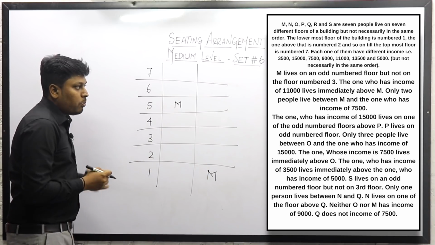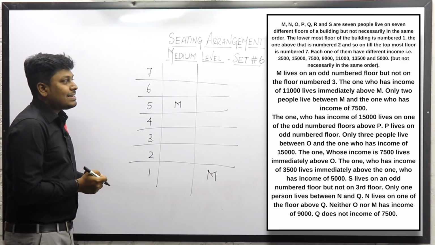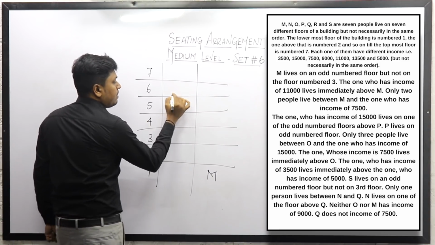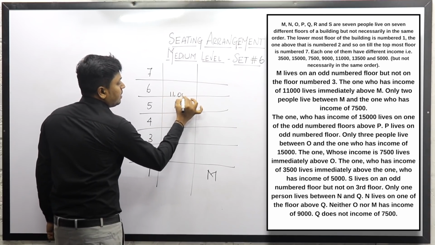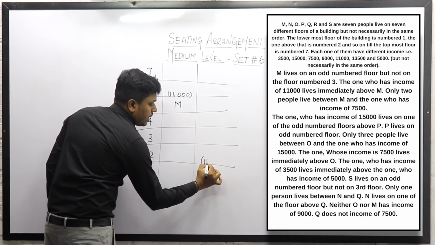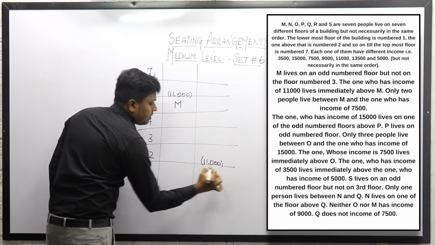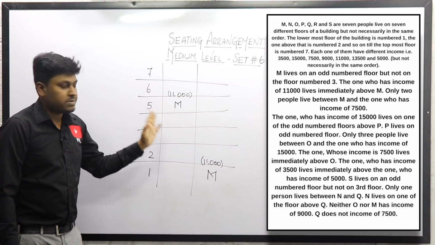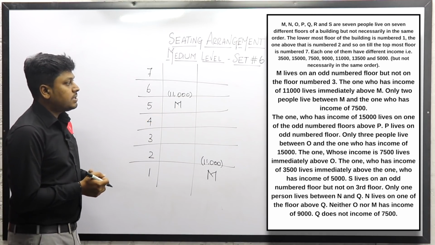So according to point number 2, the one who has an income of 11,000 lives immediately above M. So above M, this person's salary will be 11,000. Similarly, immediately above M in the other diagram, this person's salary will be 11,000. Understood? So finally, we are getting 2 possible diagrams. Okay.